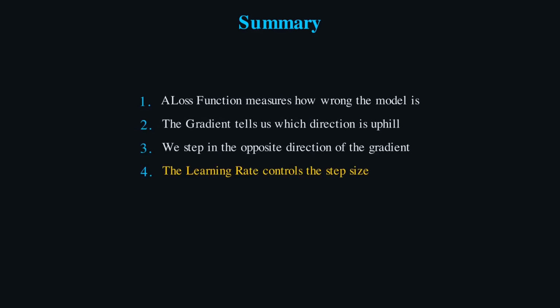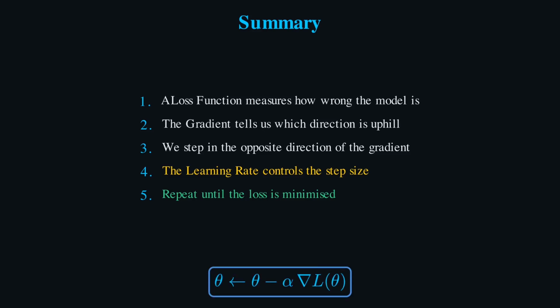So to summarize, gradient descent is the engine behind AI learning. It takes a loss, calculates a gradient, takes a step, and repeats until the model finds its best possible state.